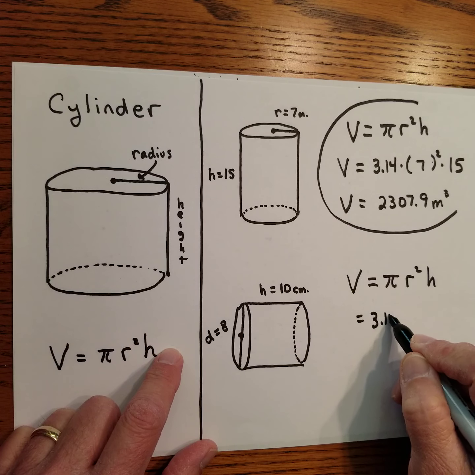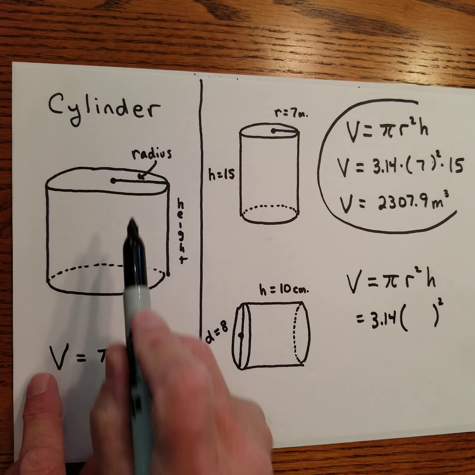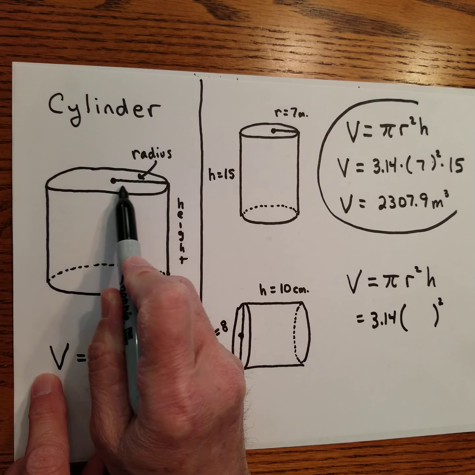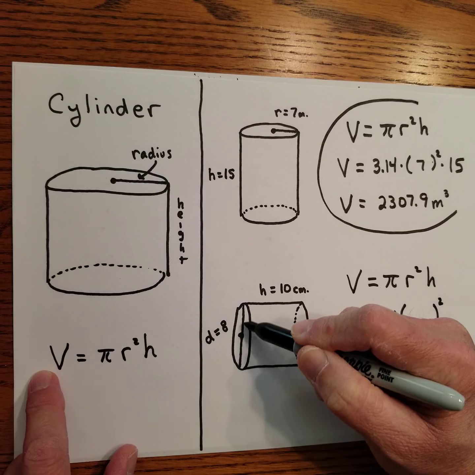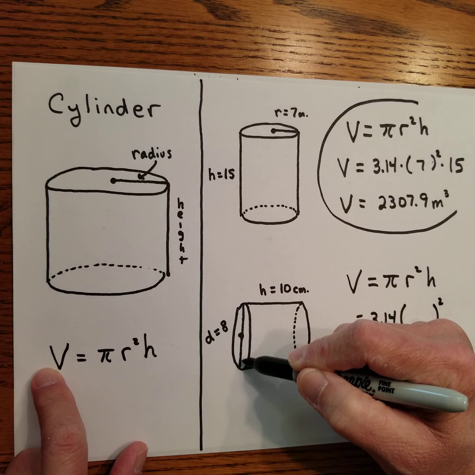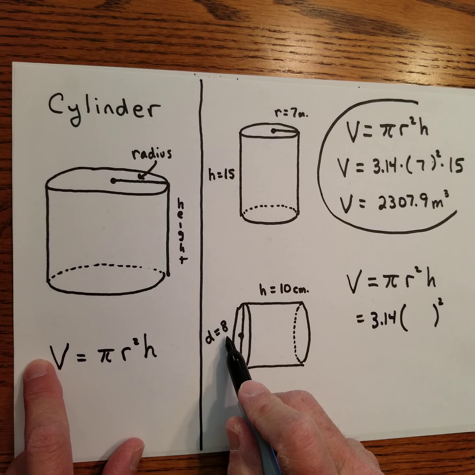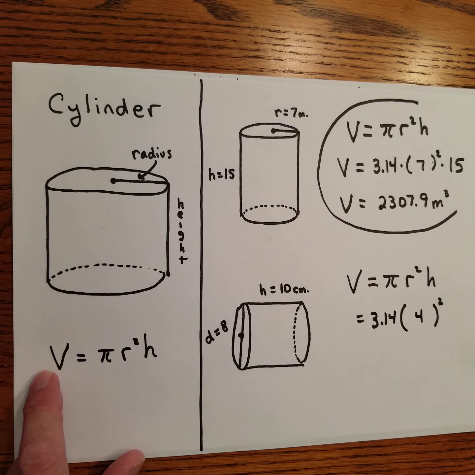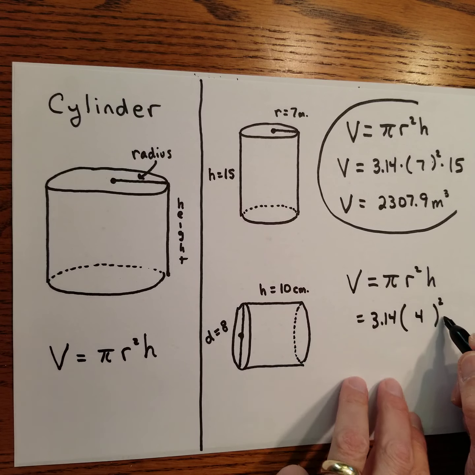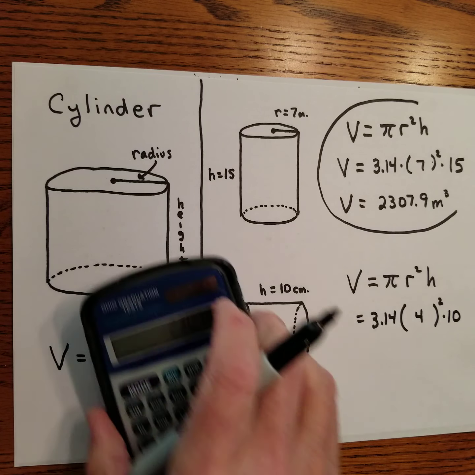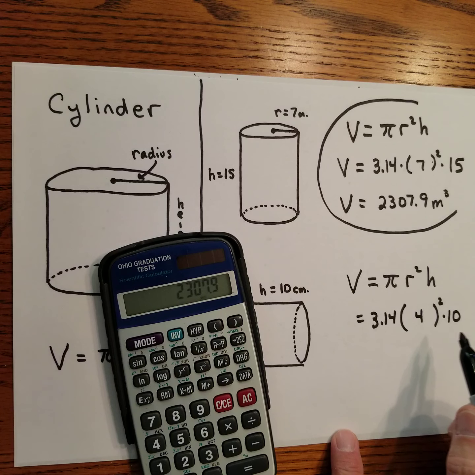Pi is 3.14. How about the radius? Now be careful. A radius goes halfway across a circle, but this line goes all the way across the circle. That's a diameter. I want the radius, which only goes halfway across. I need half the diameter. Half of 8 is 4. Now the height is this 10. So on my calculator, I'll go 3.14 times 4 times 4 times 10.